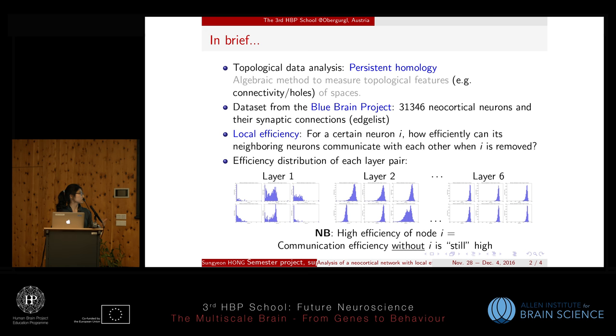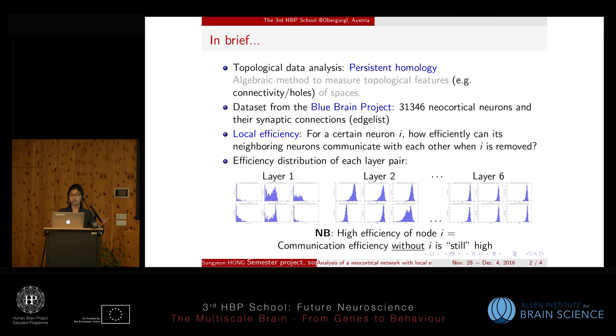And here are some of the efficiency patterns that I obtained after computing all the local efficiency for all nodes in each layer set. And actually, one good thing to note is that high efficiency of a certain node tells us that the communication efficiency without that node is still high.